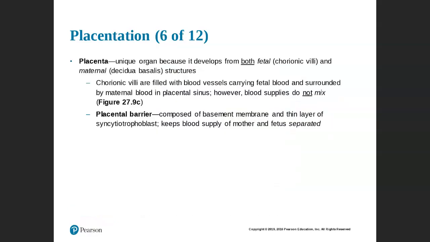So it's a unique organ because it develops from both fetal and maternal structures. The fetal origin would be the chorionic villi, and the maternal origin would be the decidua basalis. Remember, the decidua basalis was at one time the stratum functionalis. At one time, we called that the stratum functionalis, which is what's shed in menstruation.